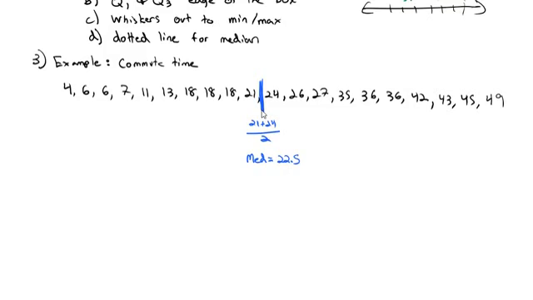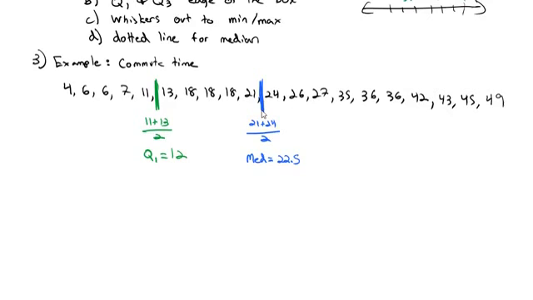Then we can go after our quartiles. Our quartiles are in the middle of the bottom half and the top half. Well, the bottom half has 10 values, so we're going to split 5 and 5, which sticks us right between 11 and 13. Again, because there's not one value in the middle, we'll add those together and divide by 2. 11 plus 13 divided by 2 gives us our Q1 equal to 12.